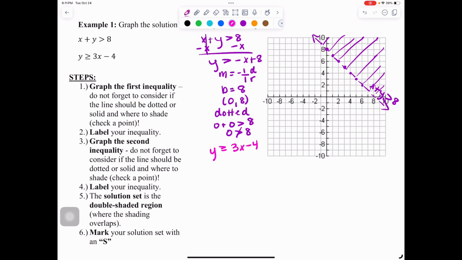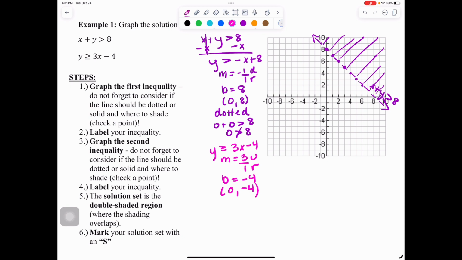So this is already in the mx plus b form that we like. So I can write m is equal to 3 or 3 over 1, which means I'm going up and right based on my rise over run. And my y-intercept is negative 4, which means the first point that I'm going to plot is 0, negative 4.